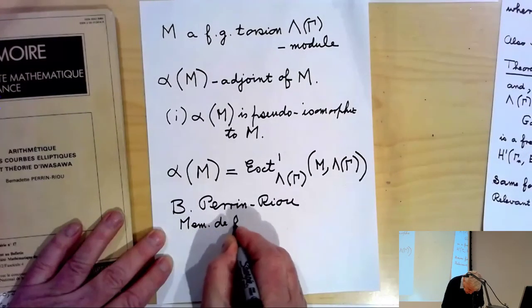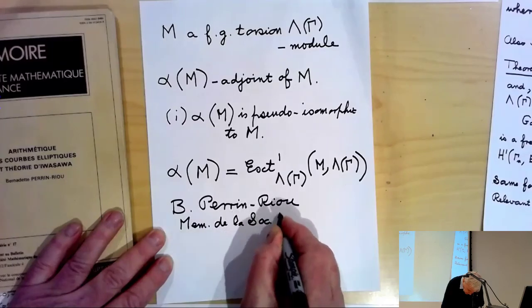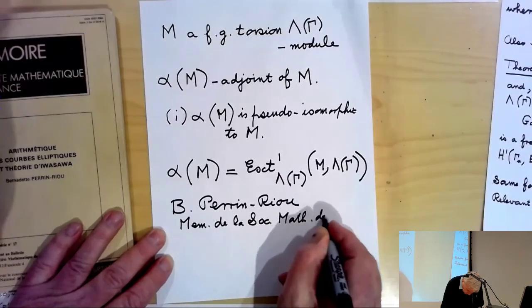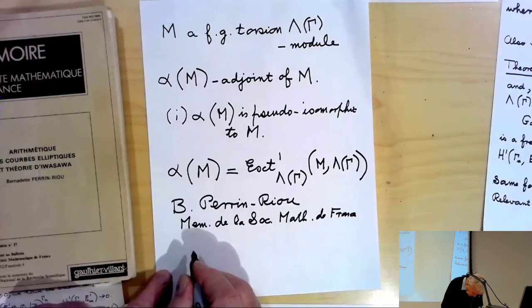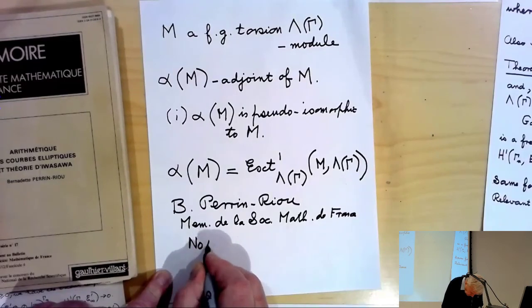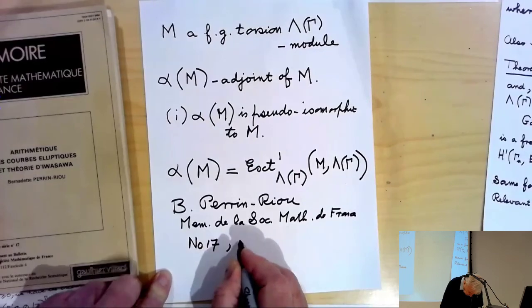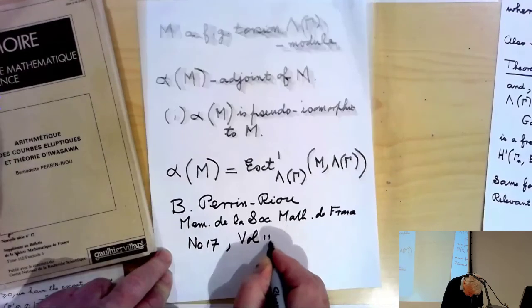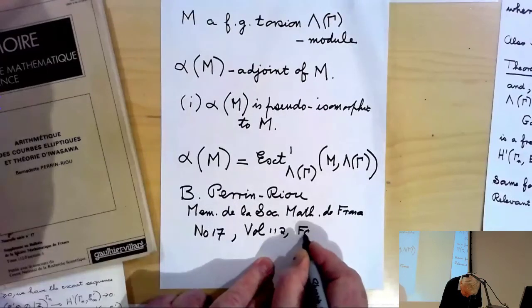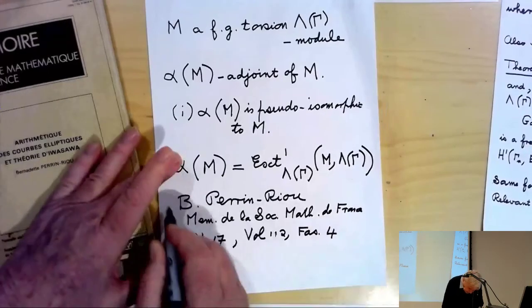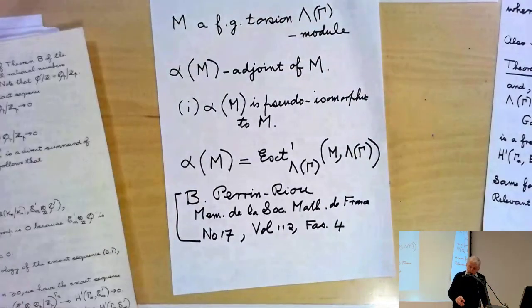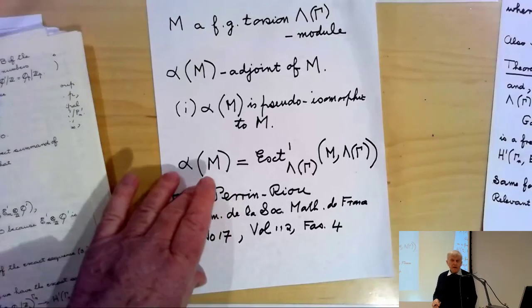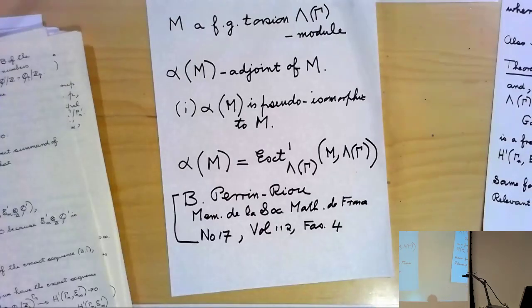It was published in a memoir de la Société Mathématique de France, number 17, volume 114, fascicule 4. I don't know if it's possible to get this online. If anyone's interested, I have my own copy here, but she discusses it rather thoroughly because she then uses it in her work on Iwasawa theory of elliptic curves with complex multiplication.